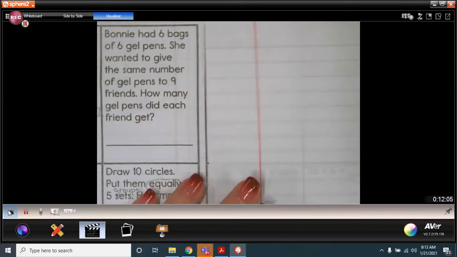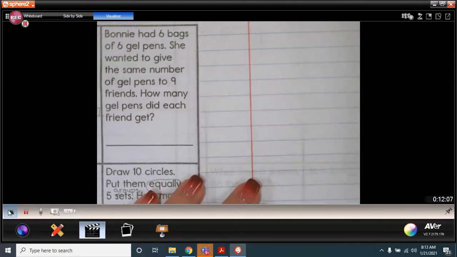So if Bonnie has 6 bags of 6 gel pens, and we're assuming there's going to be 6 gel pens in each bag. She wanted to give the same number of gel pens to her 9 friends. So she's going to take those gel pens and do what with them?